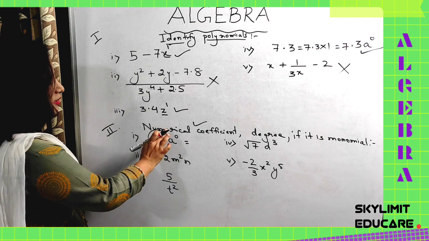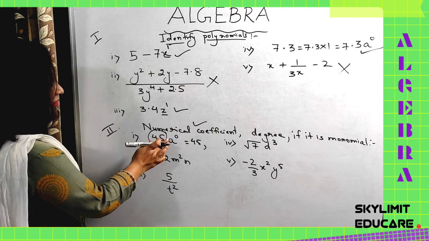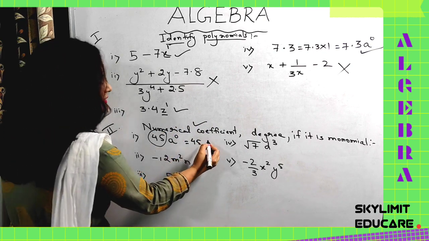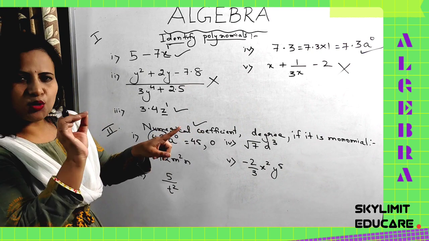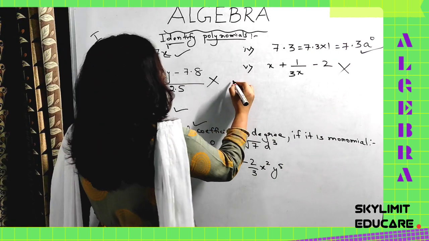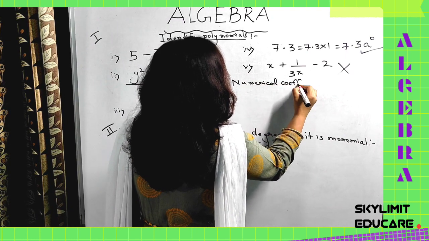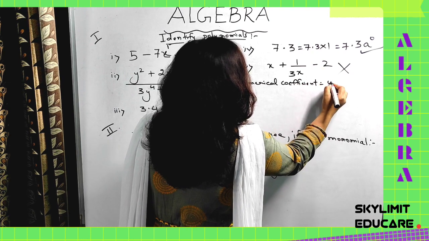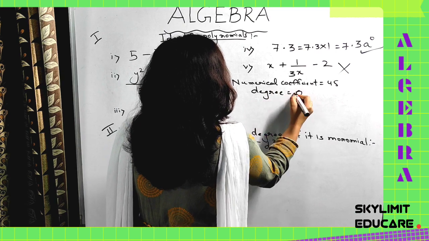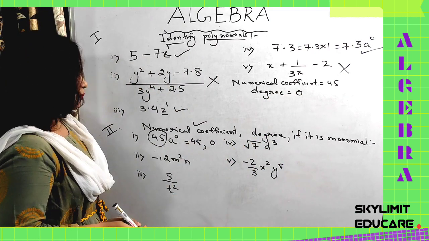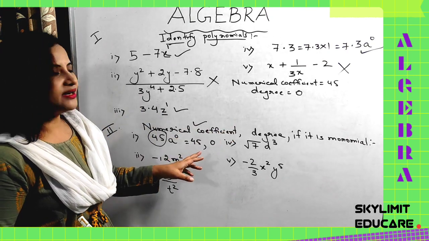And what is the numerical coefficient? Numerical coefficient is 45. And what is the degree? Now the variable is having what degree? 0. You will write it in this manner. See, numerical coefficient, all the numbers you will write like this, okay? Numerical coefficient is 45. Degree is what? 0. It's a monomial having degree 0.